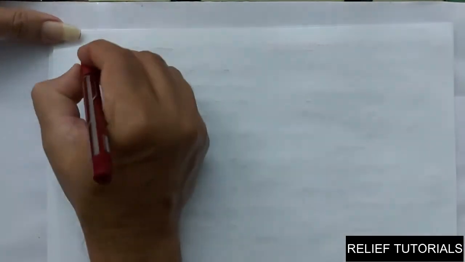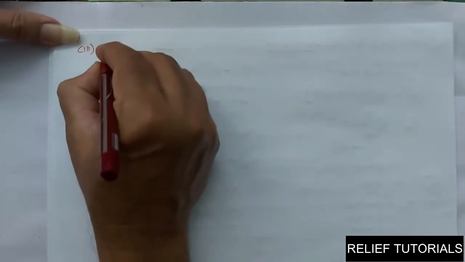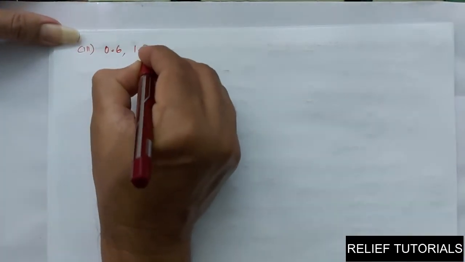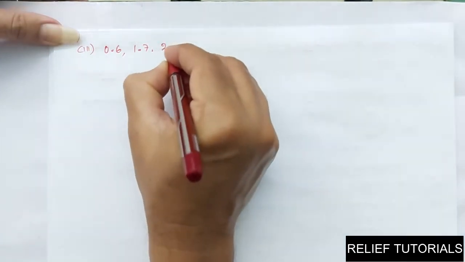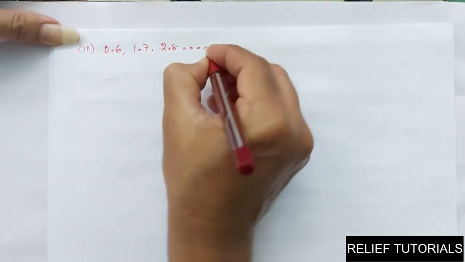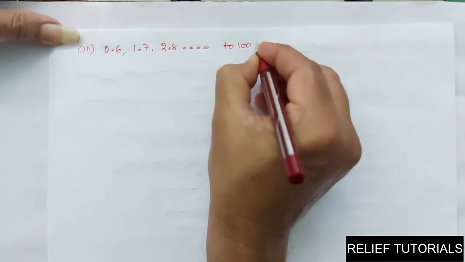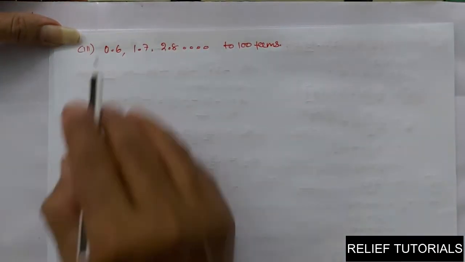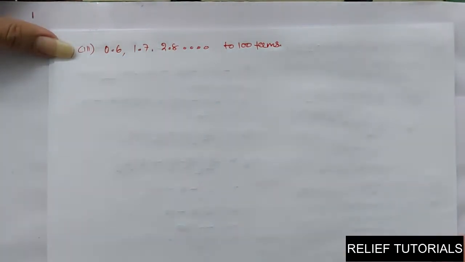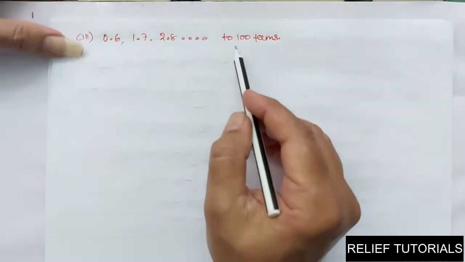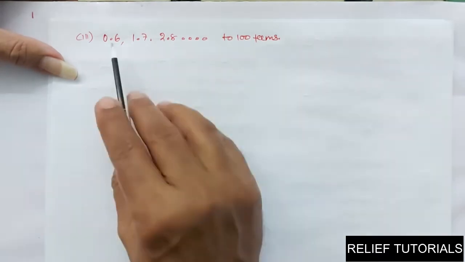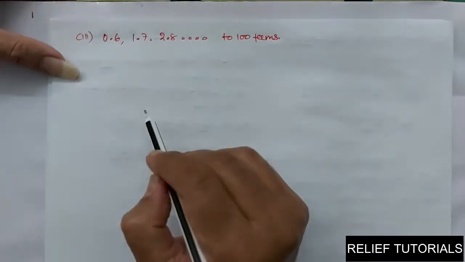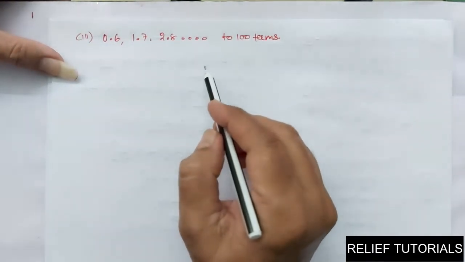Now see, the third one. 0.6, 1.7, 2.8, and so on, to 100 terms. You want to find the total to 100 terms. So this is in AP. Already it is mentioned it is in AP. Now here you have to check whether the last term is given. No, the last term is not given. You have to find the sum of this series up to 100 terms. So we will use formula number 2.